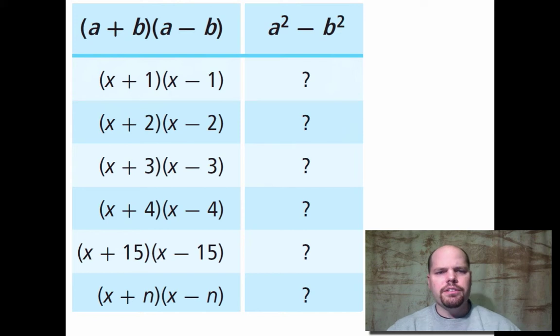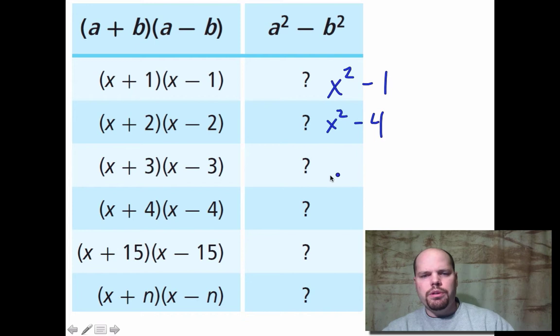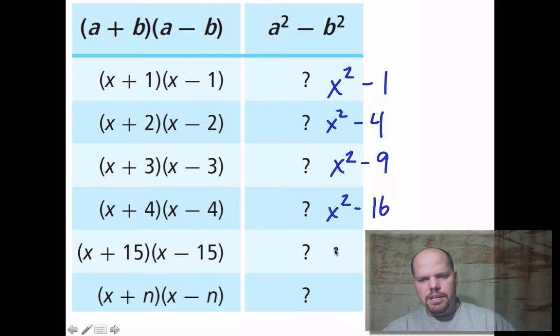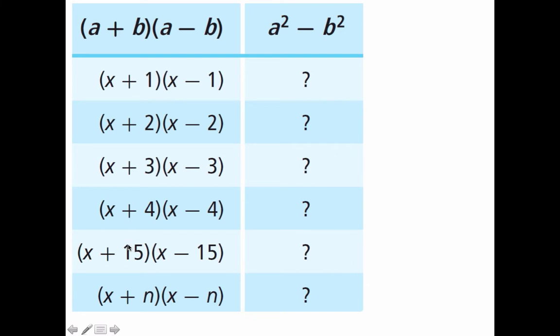All right, so let's do this. Rather than multiply each one out, let's just use the pattern. This is going to be x squared minus 1 squared, x squared minus 2 squared, x squared minus 3 squared, x squared minus 4 squared, x squared minus 15 squared, and x squared minus n squared. That's pretty quick multiplication because these are a difference of squares.